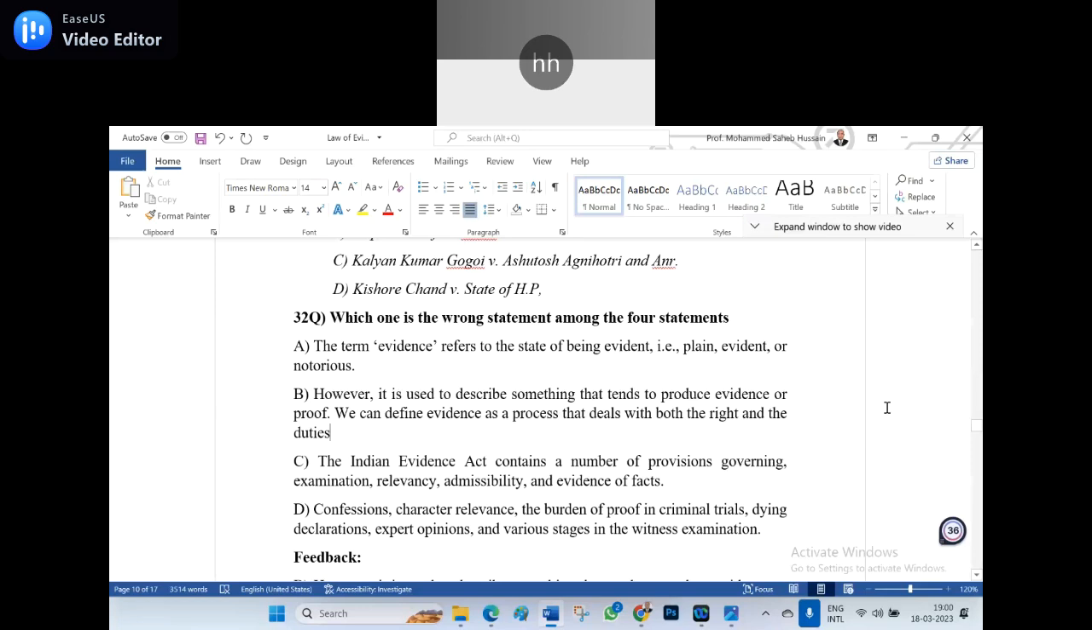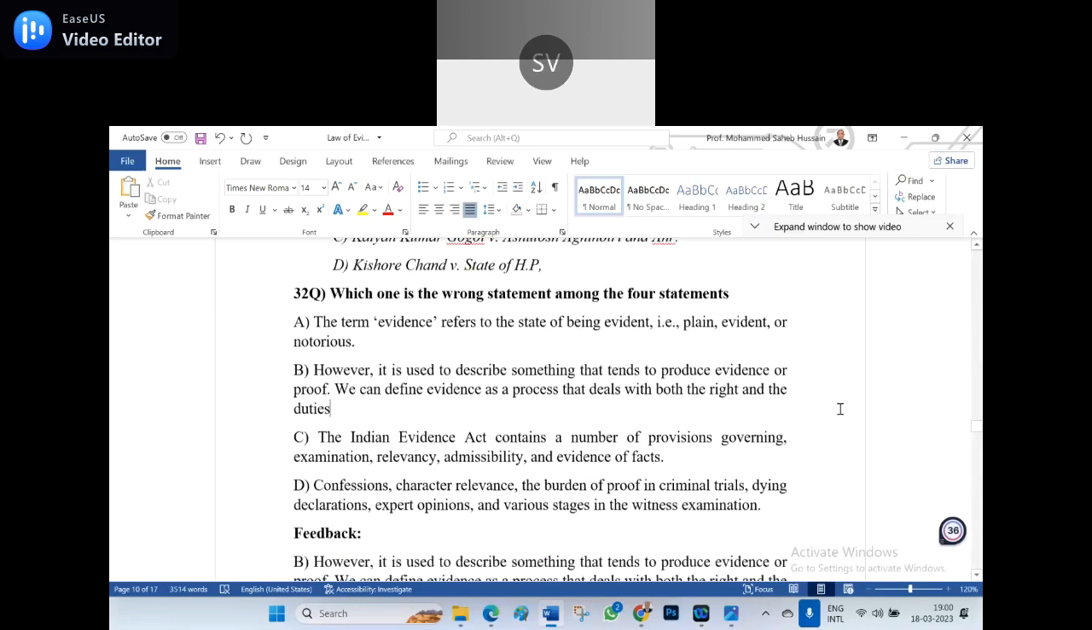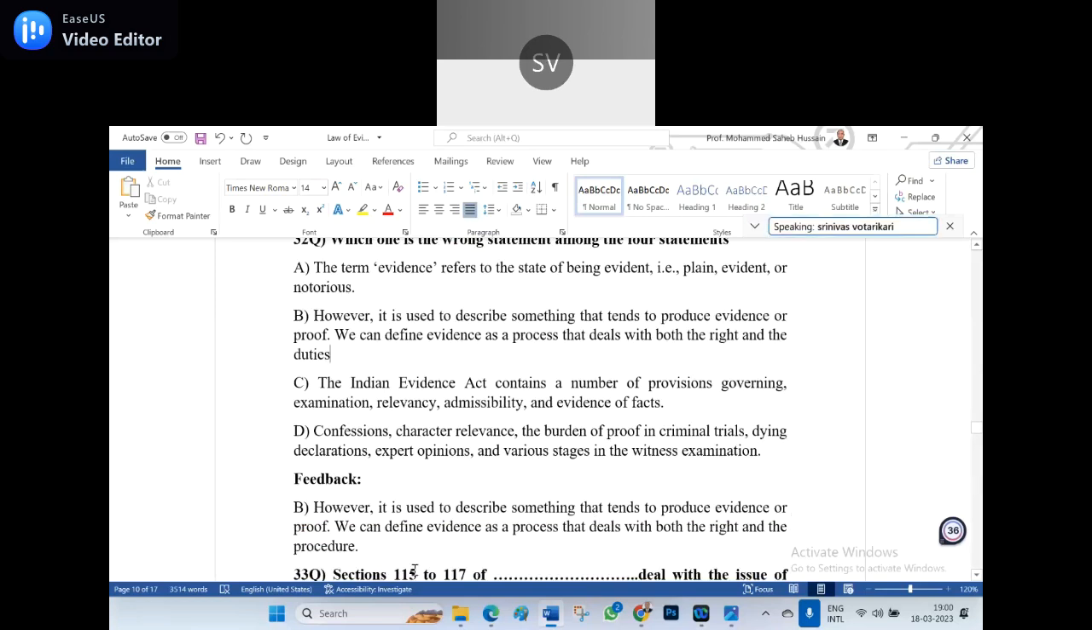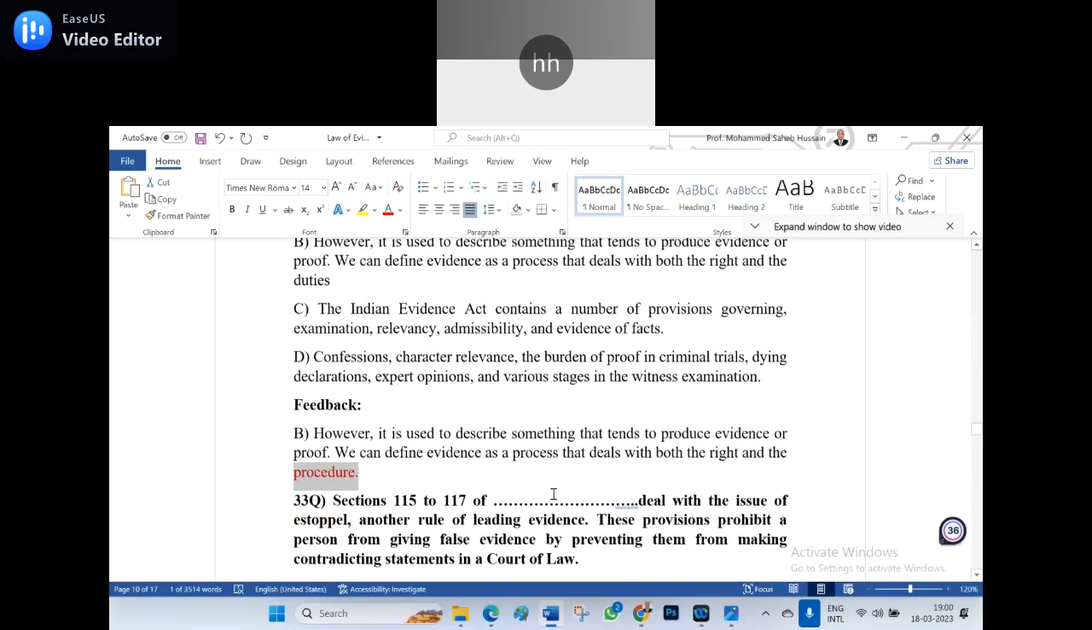Rights and liabilities. Rights, duties and procedures. Rights and procedure. Is it clear? Say yes. Yes, sir. Good.